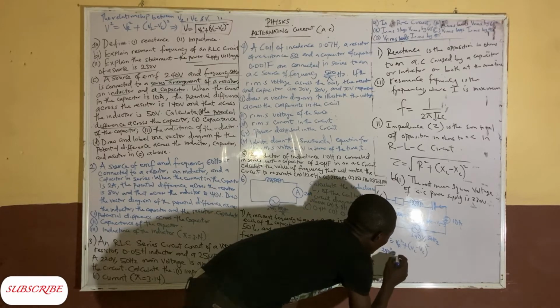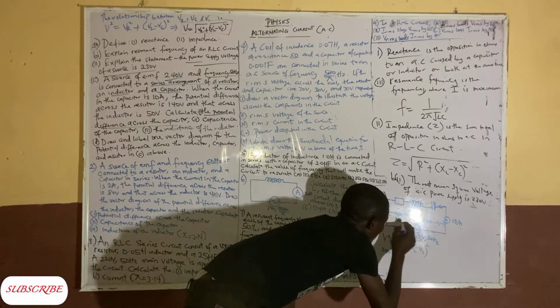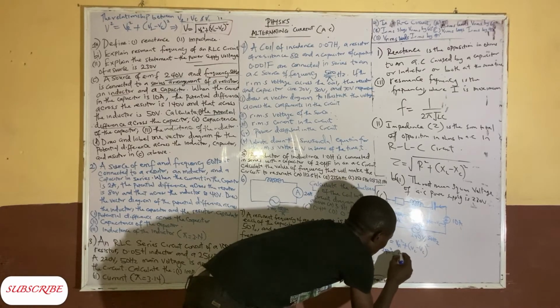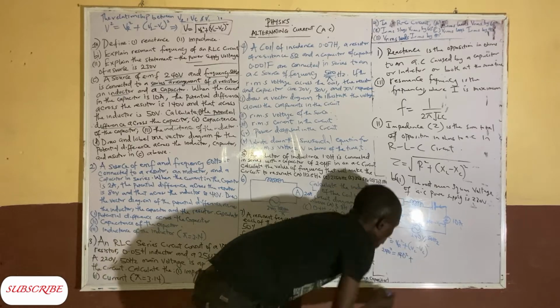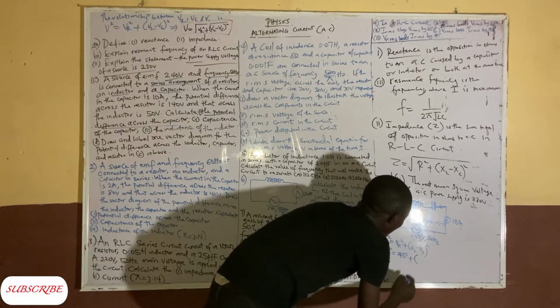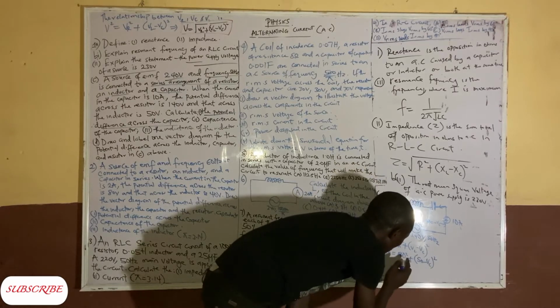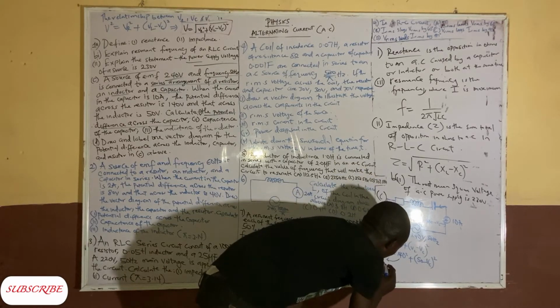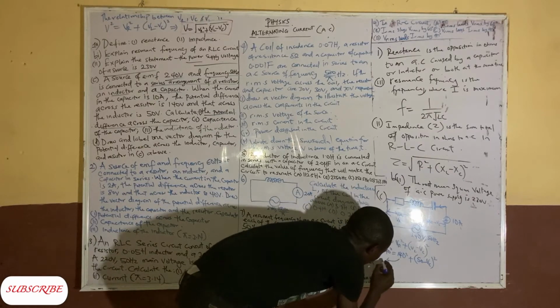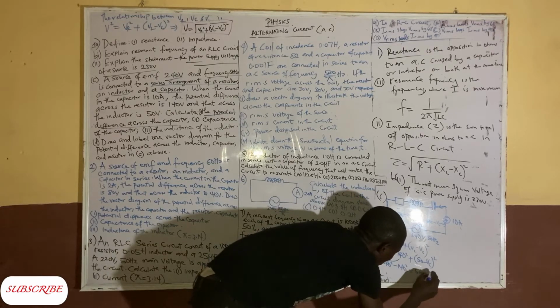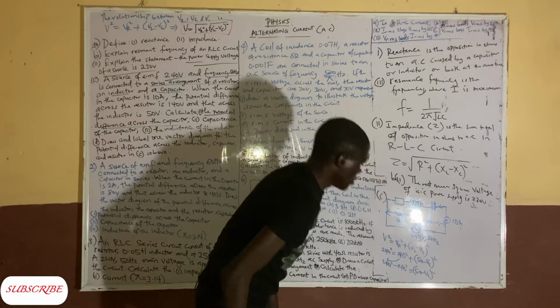equal to VR squared. This is the VR here, this is the VL, and this is VC. VR is 140 squared plus VL, which is 50, minus VC, all squared. So when you transfer this to the other side, you have 240 squared minus 140 squared equal to (50 minus VC) squared.